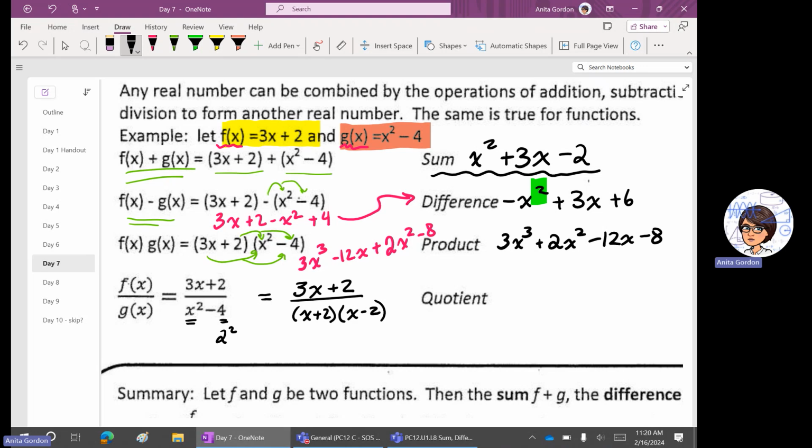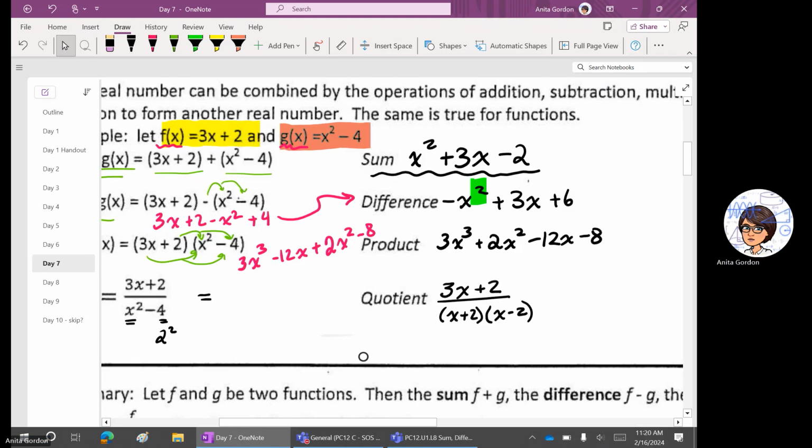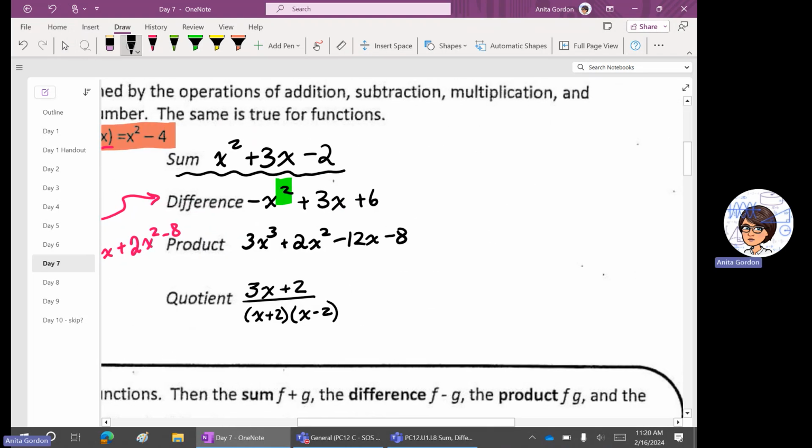If you don't remember how to do this, there is a video posted on how to do this. I'm not going to go over it right now because you can always go back and watch it. Looking at the top and bottom, there's nothing else I can factor out, so you can just write it as is. This is the quotient. If it cannot be factored or canceled out or simplified in any way, you could also leave it in the original state. That would be fine as well.